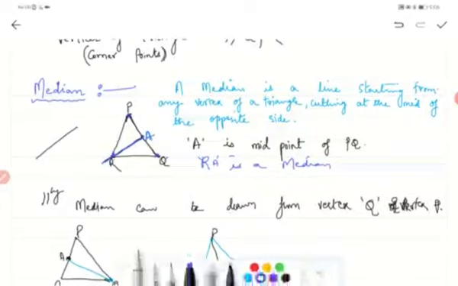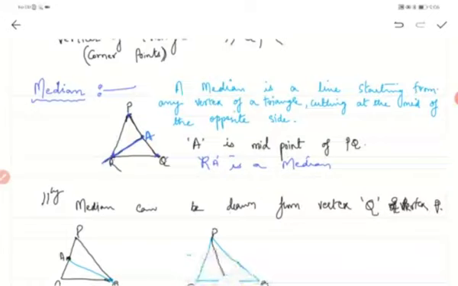What I told is it can be from any vertex. See, if this is my triangle, let me take PQR itself. If I draw a median from the vertex Q, my midpoint of RP is this. So this line is cutting at the midpoint of this RP. I will take this as B. My QB is a median.